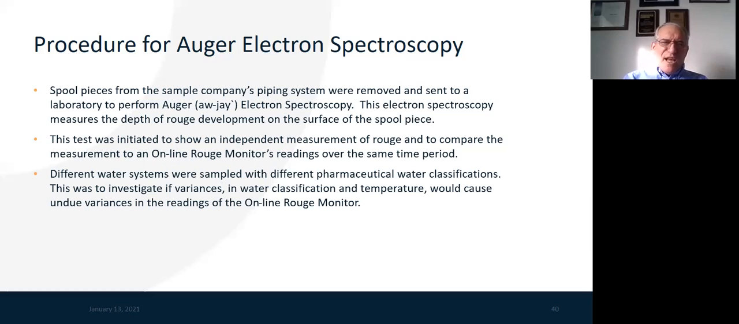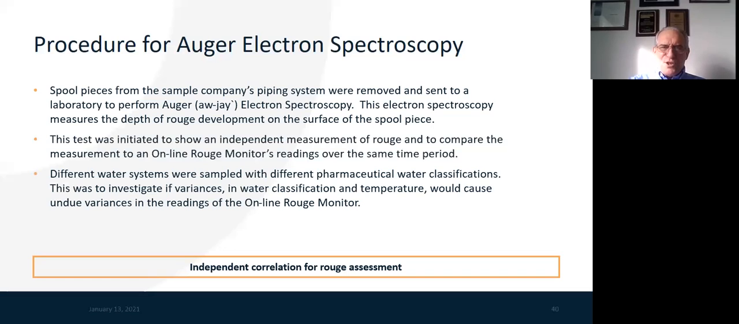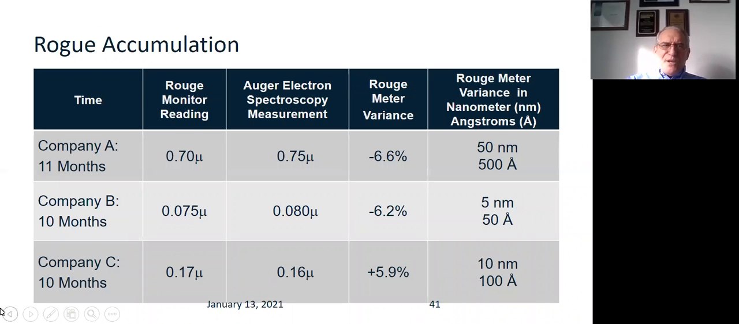We also wanted to take a look at if there were investigative variances due to water classification temperatures that would cause any variances between an online Rouge monitor and the Auger methodology. So here are three different companies, company A, B, and C. Company A had a Rouge monitor on there which showed 700 nanometers of development of Rouge over an 11-month time period. The Auger electron spectroscopy also showed 750 nanometers or 0.75 micron development. So there's very good readings between the two units.